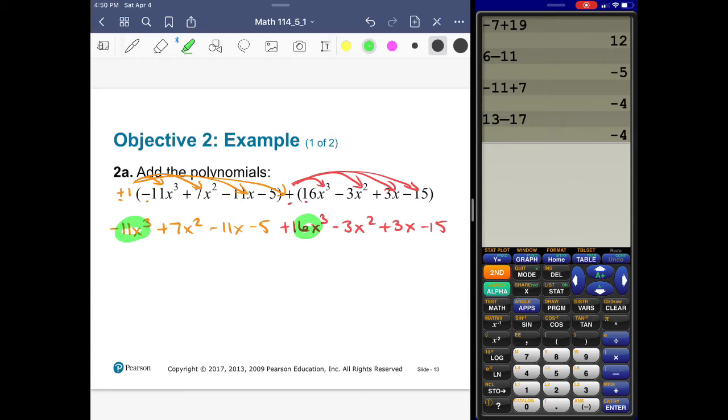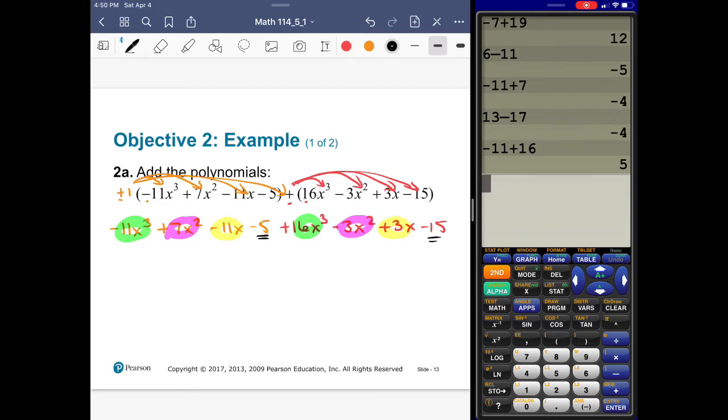Like terms, so x cubed, 16x cubed, 7x squared, negative 3x squared, 11x plus 3x, and negative 5 and negative 15.